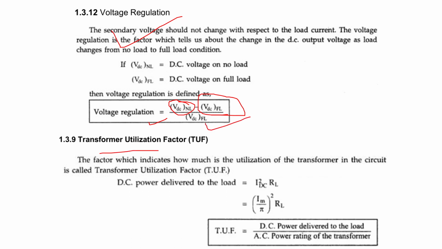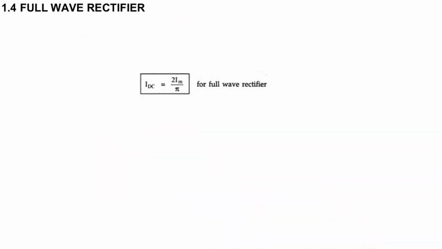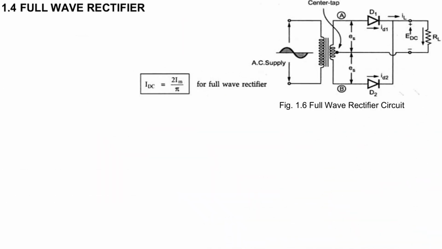Similarly, transformer utilization factor, that is TUF. How will you calculate? So DC power delivered divided by the AC power rating of the transformer, and all these things we have already calculated. You can put it here and you can get the value. Clear? Now we'll talk about the full wave rectifier.